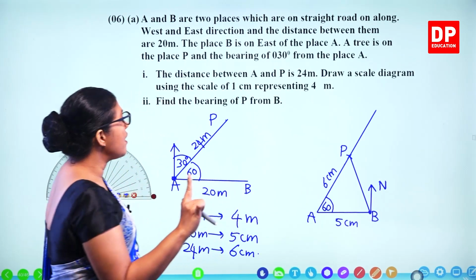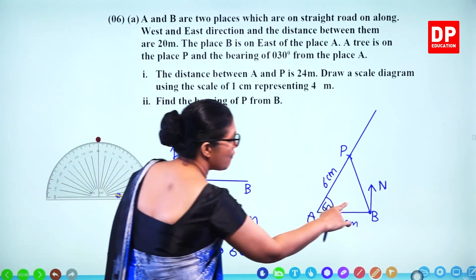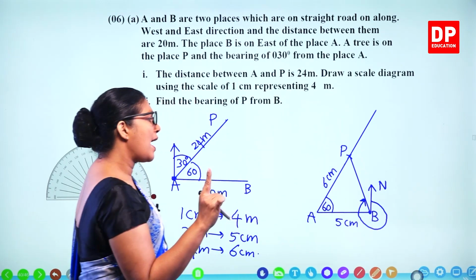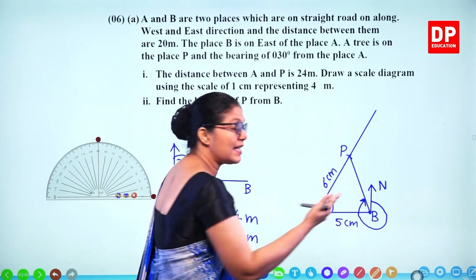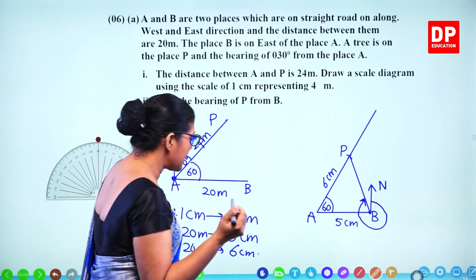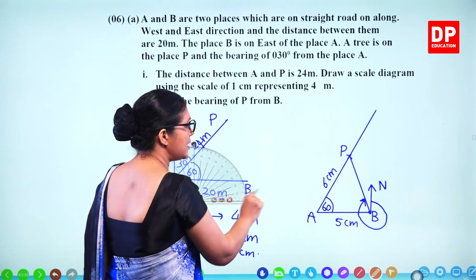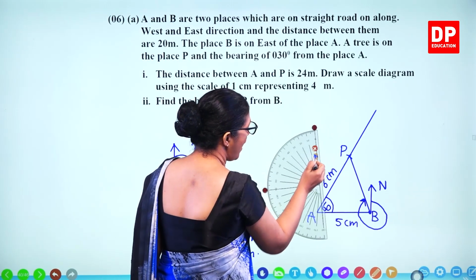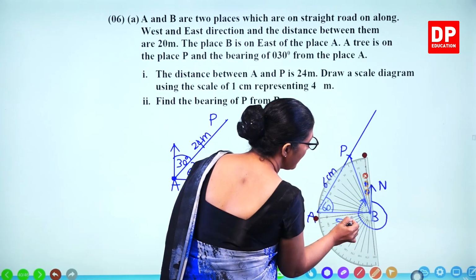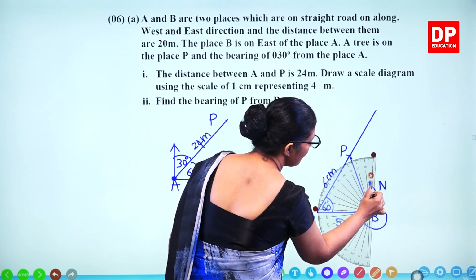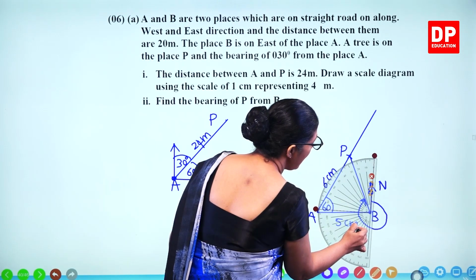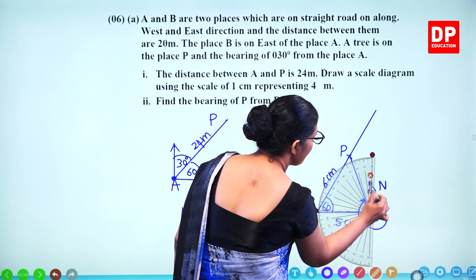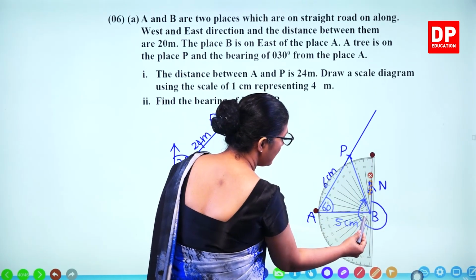Now the bearing of P from B. From B, bearing means this whole angle. So what we can do, we can measure the small angle and subtract from 360 degrees. So for that we need the protractor to measure the angle. So we'll take the protractor, keep it here on top of this north line. Keep it properly. So this is the north line.